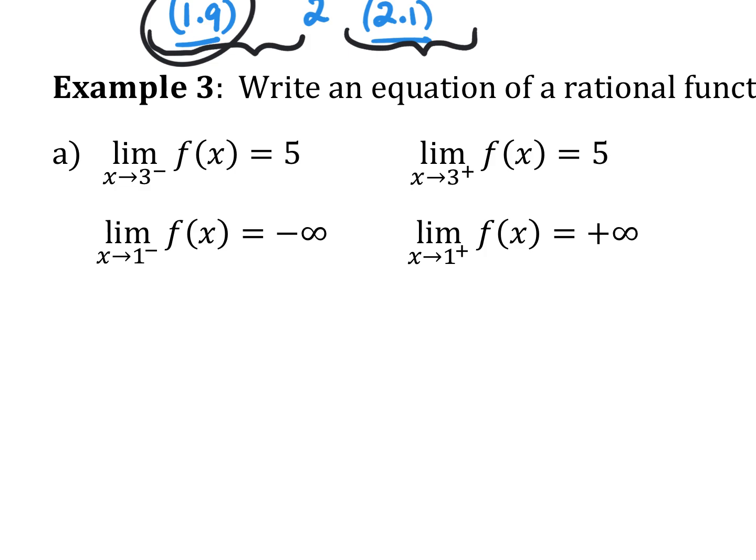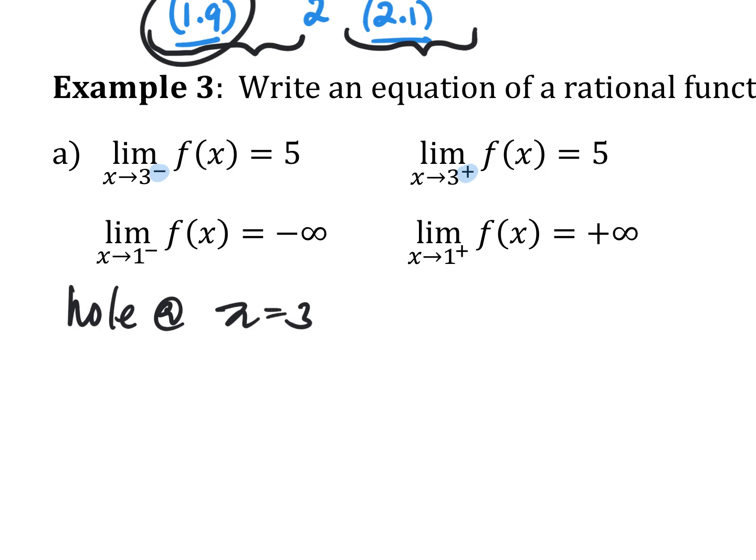The limit as x approaches 3 from the left of f of x is equal to 5, and the limit as x approaches 3 from the right side is 5. This is going to tell me that this is actually a hole. It means to say that I've got a hole at x is equal to 3. What else can I infer here?